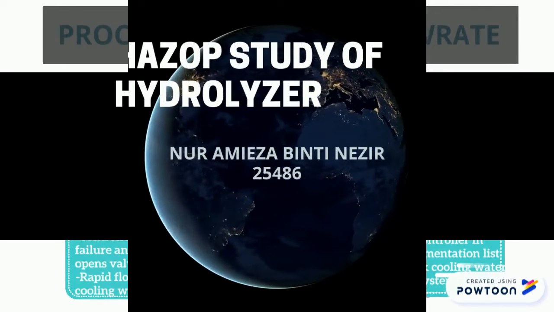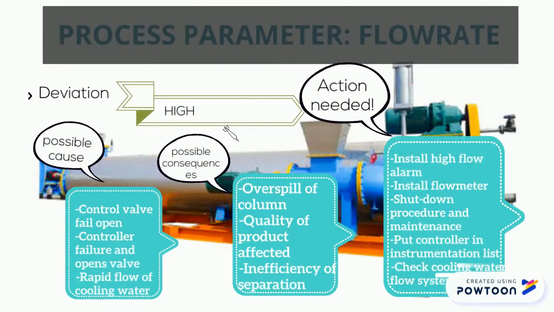HAZOP study of the hydrolyzer for flow rate and also level. Hydrolyzer process parameter: flow rate. If the deviation is high, the possible causes are control valve fail open, controller failure, and open valve, rapid flow of cooling water. And the possible consequence is overspill of the column. For flow rate with high deviation, the actions needed are install a high flow alarm, install flow rate control, shut down procedure and maintenance, and put controller instrumentation.